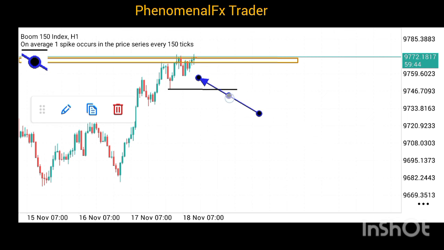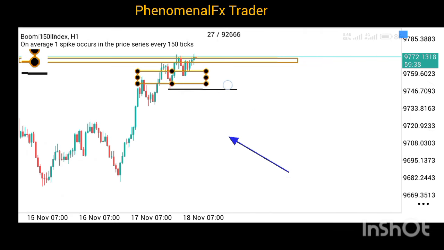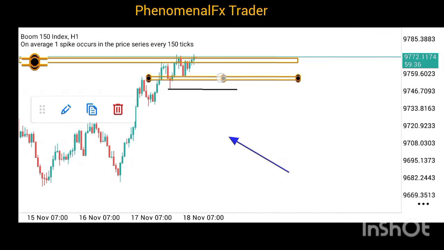If this happens, the market sells down to this level, it can come back to this level to sell. It can come back to here to start selling. After breaking and closing below this zone, this level, it can come back here to start selling.